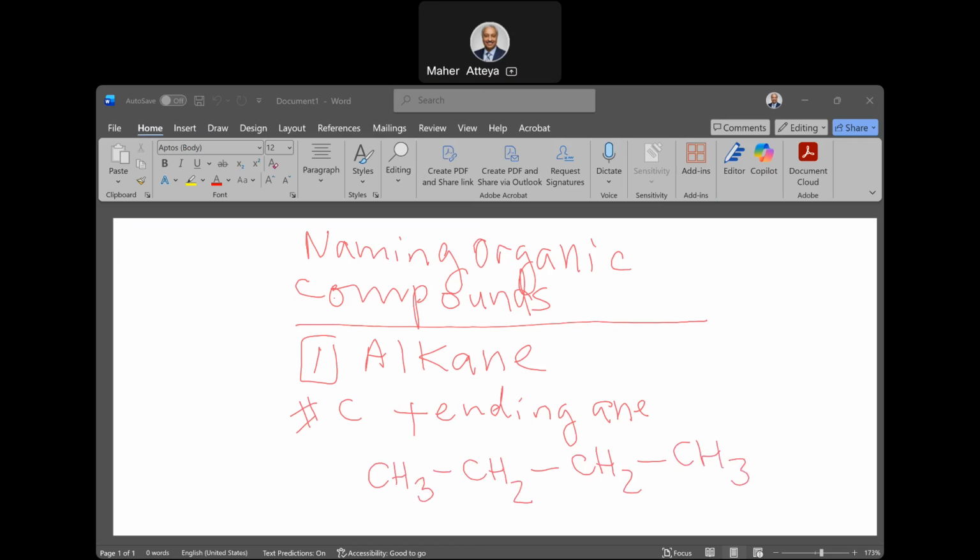For example, if I have this, the number of carbons is 1, 2, 3, 4. Four carbons. That will be 4 is but, and then we add ANE. That's butane. It will be nice if we know how to number those carbons when looking at them.